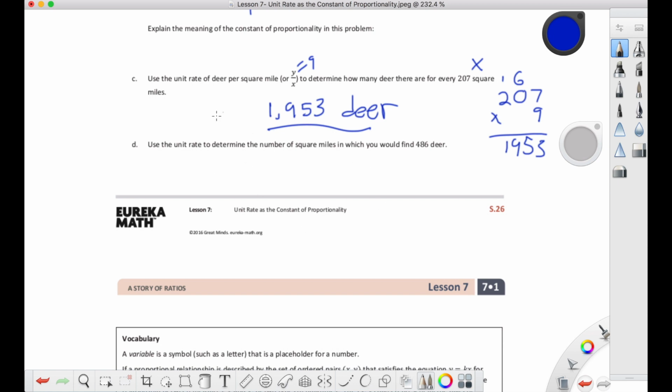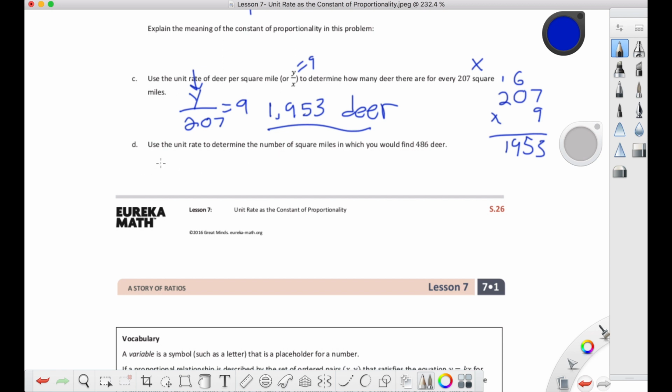Okay, let me go back real quick. So another way we could have set this up is we know that we have y over 207 and that this equals 9. And that lets me know that if I want to solve for this y here, this variable, I can multiply both sides by 207. So we can do kind of the same thing.